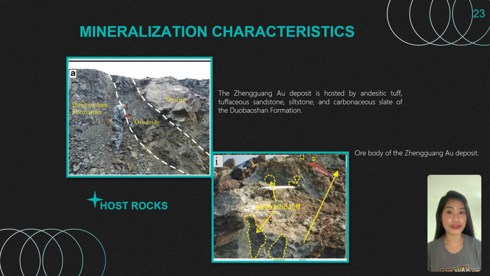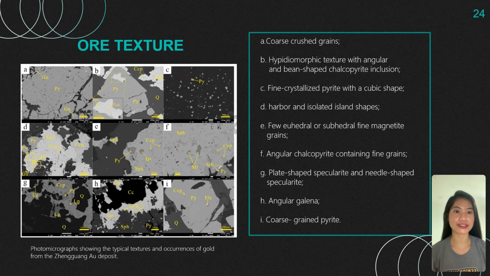A total of 131 ore bodies in the form of veins, lenses, and pans have been delineated in the Xinguang Gold Deposit, mainly hosted in the andesite and andesitic tuff of the Daobaoshan Formation. These are the photomicrographs showing the typical textures and occurrences of gold from the Xinguang Gold Deposit.